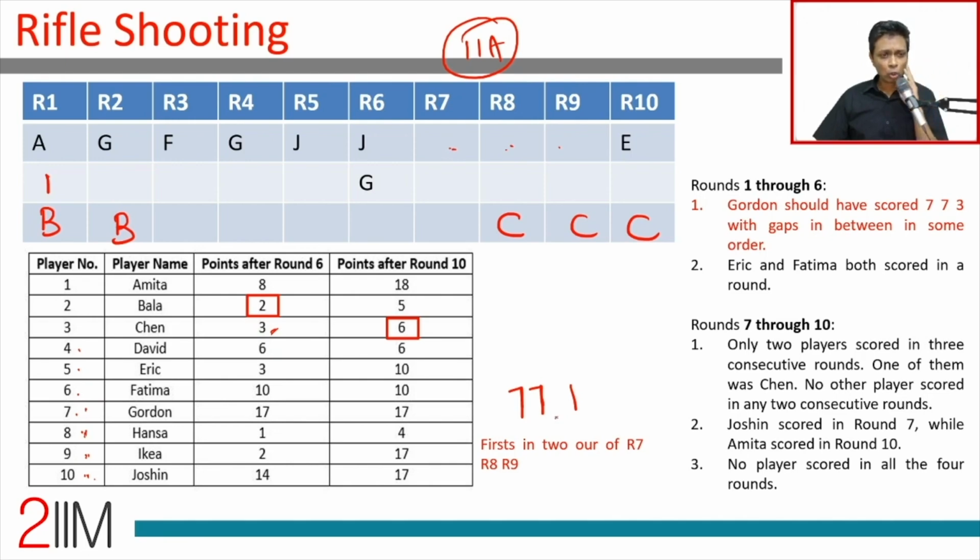Fine. So far so good. We've compiled all the basic information. Now let's see where else weakness sits. And so Joshin scored in round 7. Well, Amita scored in round 10. Amita should have been here. Okay. Joshin scored in round 7. Joshin goes from 14 to 17 in 7, 8, 9, 10. In round 7, he scored. It cannot be 1, 1, 1. So Joshin should be here. J.